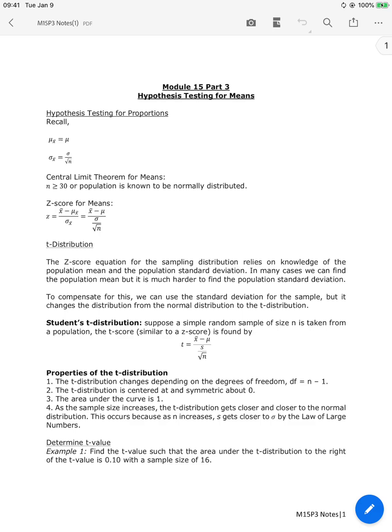Welcome to the Module 15 Part 3 notes. In this section, we will look at how to do a hypothesis test for a mean.